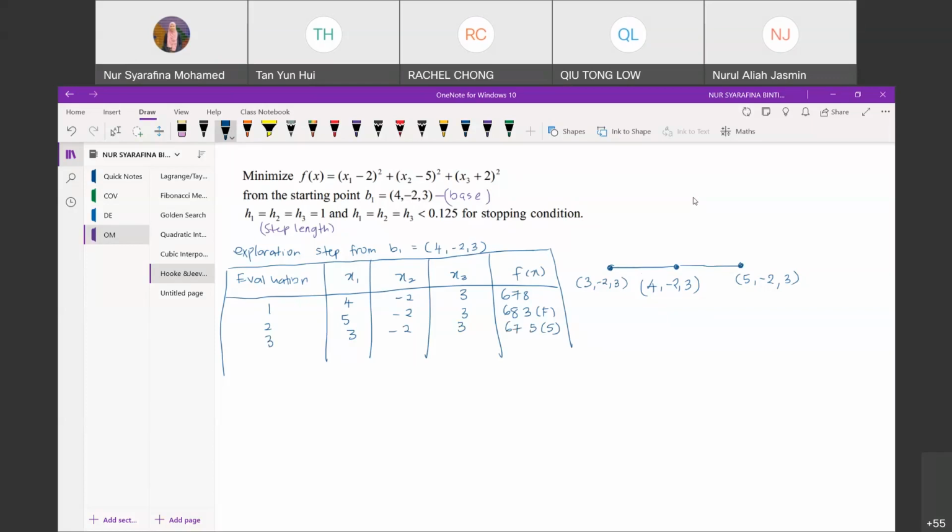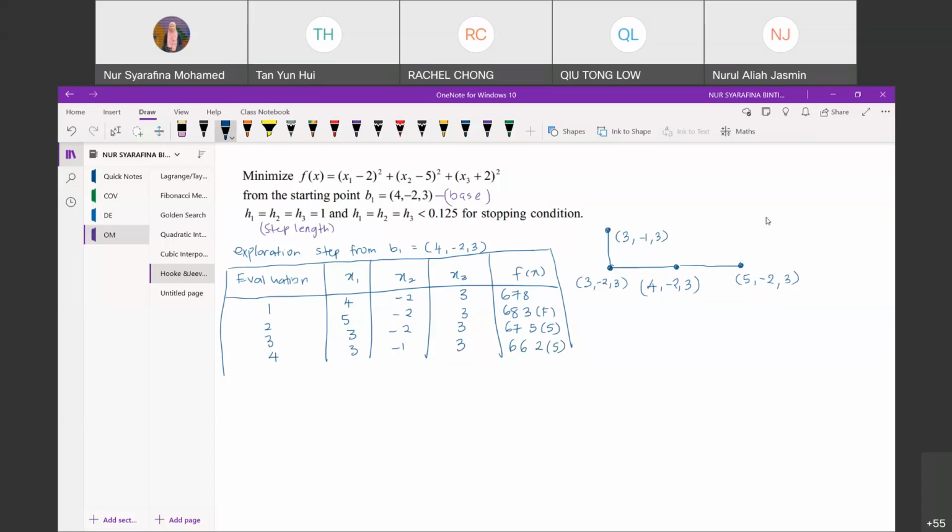And then you move where? You move upside. Now the point becomes (3, -1, 3). So the next evaluation is (3, -1, 3), which gives you the value of 662. So there is another success. It is reduced from the 675.